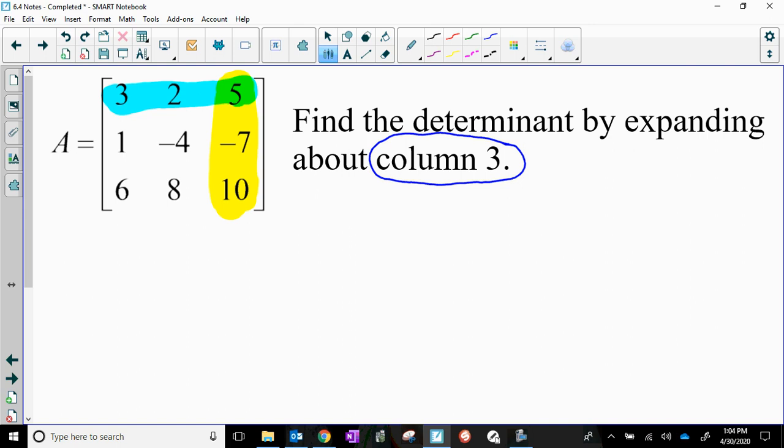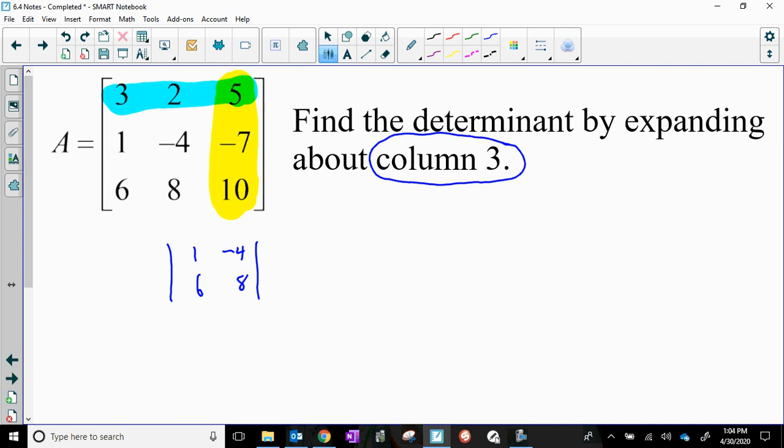So when I cover up the row and the column, I'll see 4 numbers left over that are not highlighted. That makes my first minor. So I'm expanding, and I'm going to get the minor for row 1, column 3. Okay, so I have 1, -4, 6, 8. But what we really want is not the minor, we want the cofactor.